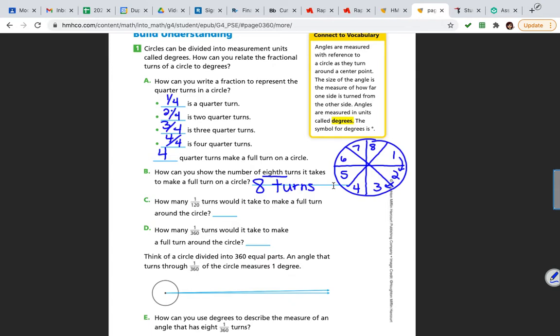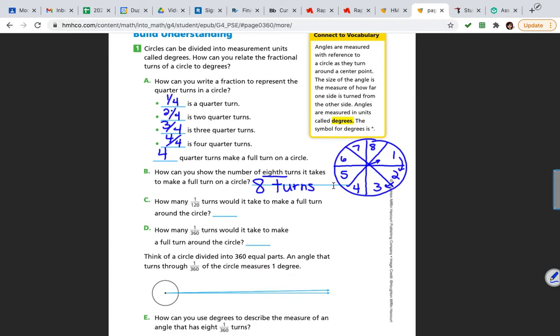C, how many 1/20th turns would it take to make a full turn around the circle? And I cannot draw 1/20th. So that would be a tiny little sliver. How many times would you have to turn it? Think of it as a spinner. So if this was a spinner and it spun around, it could go around 8 times because we have 8 pieces.